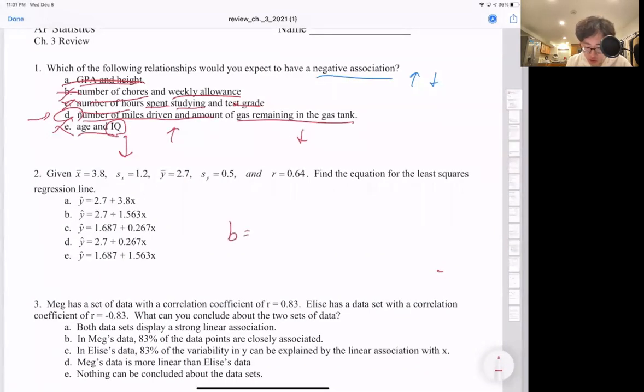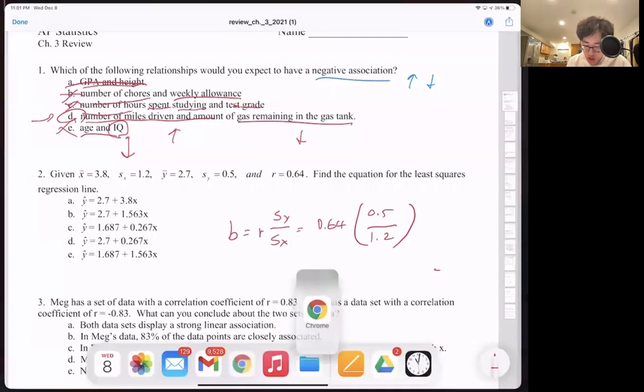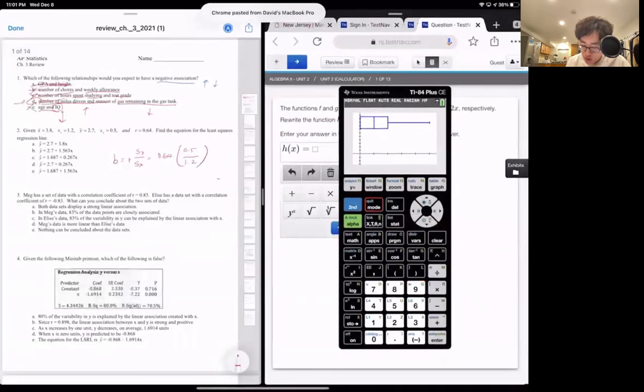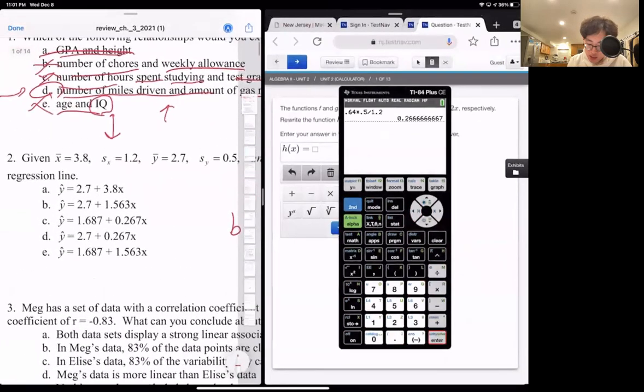Slope. Don't forget r times s_y over s_x. So I'm just going to say 0.64 times 0.5 over 1.2. Just type that into your calculator and that should be pretty much it. So here I'm going to do 0.64 times 0.5 divided by 1.2, and bam, I get 0.267. So I eliminate these guys.